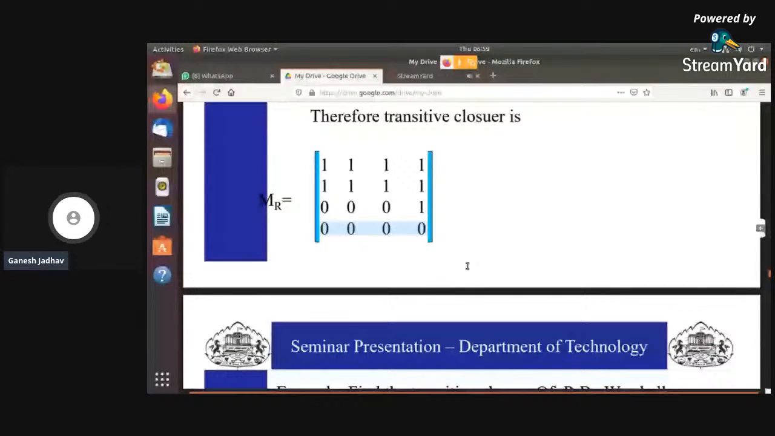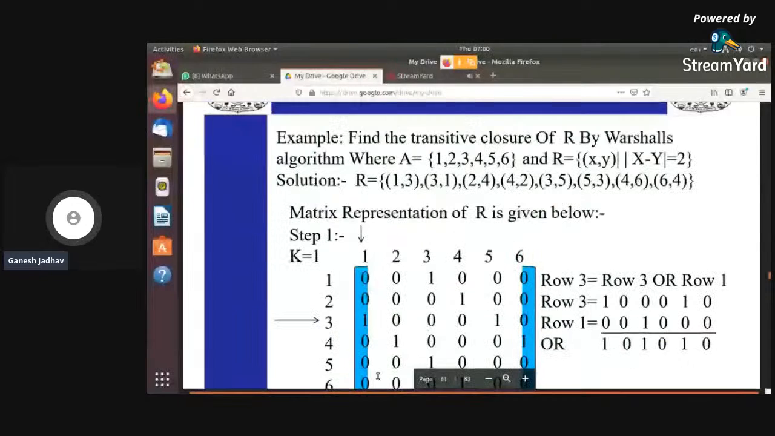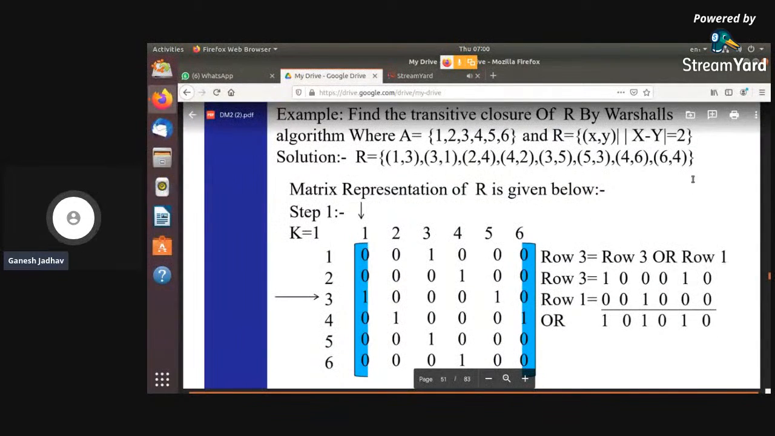Then another one, second example. Find the transitive closure of R by Warshall's algorithm. A is equal to 1, 2, 3, 4, 5, 6, so here is a 6 by 6 matrix. This is the relation: the absolute value of x minus y is equal to 2. So what is the condition? x minus y is equal to 2.